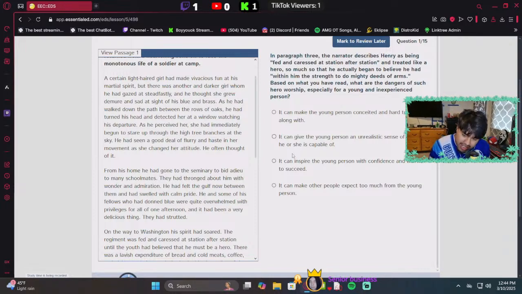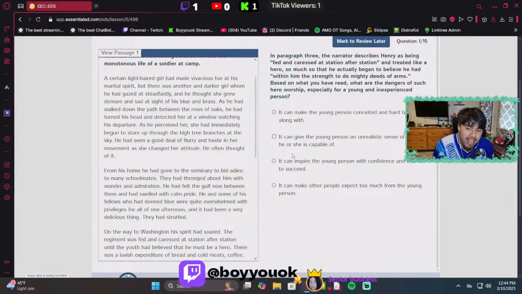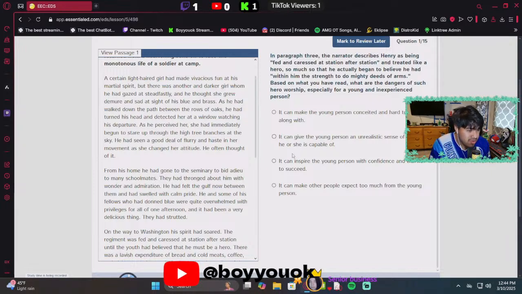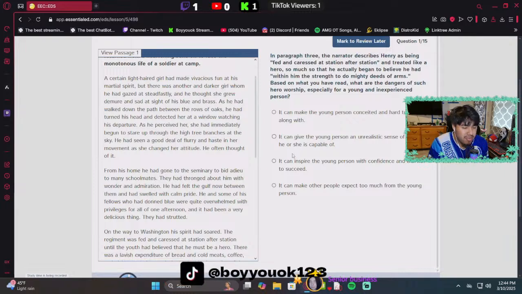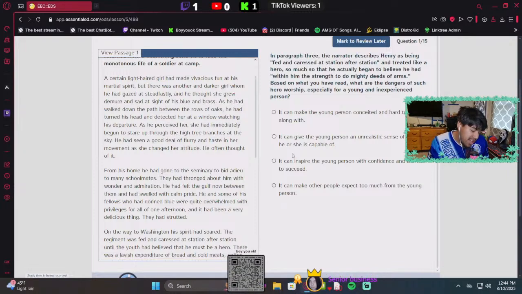Who wrote this passage, bro? I want to know. A certain light-haired girl had a vicarious fun at his mortal spirit, but there was another darker girl. Alright. What? I want to know the thought process behind this passage, bruh.